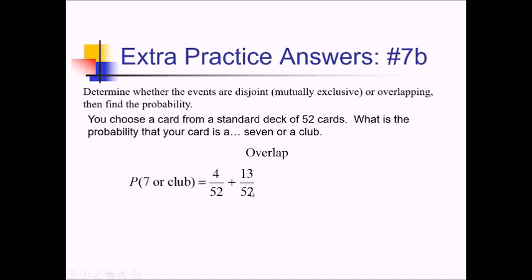And now, how many cards are both clubs and 7s? Well, again, there's only one that's both of those. It's the 7 of clubs, so that's 1 out of your 52. We're going to have to subtract that because otherwise we're going to be counting it twice for both of these groups. So now adding all this together, we've got 4 plus 13 is 17, minus 1 is 16 out of 52, which we can reduce to 4/13.